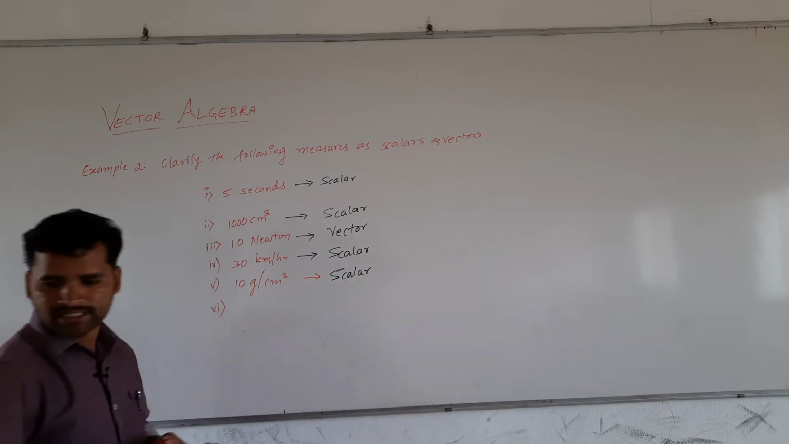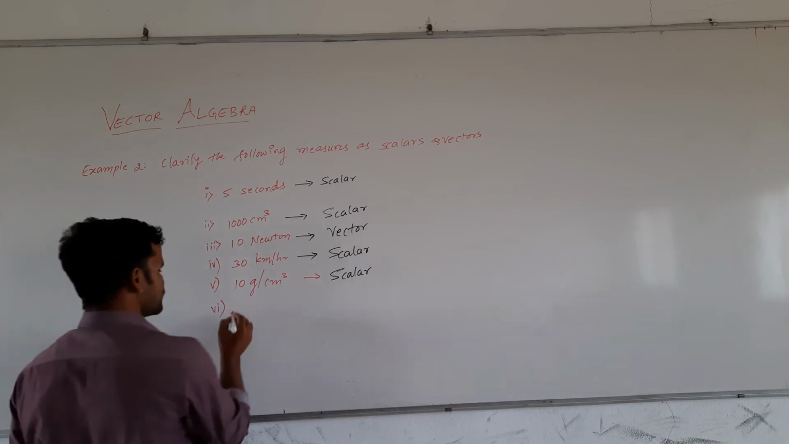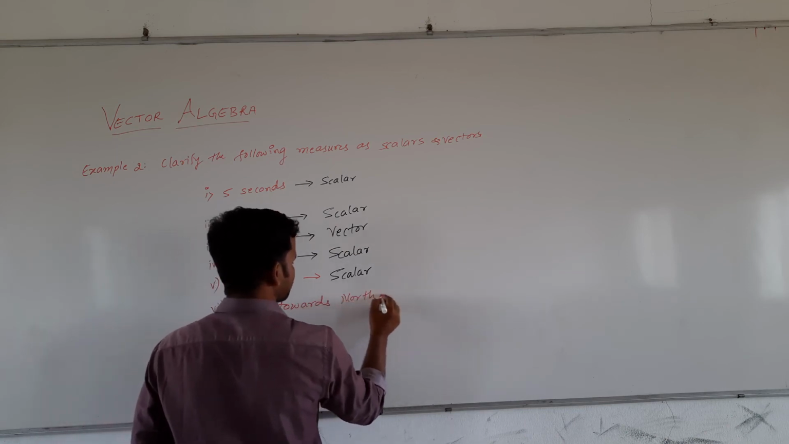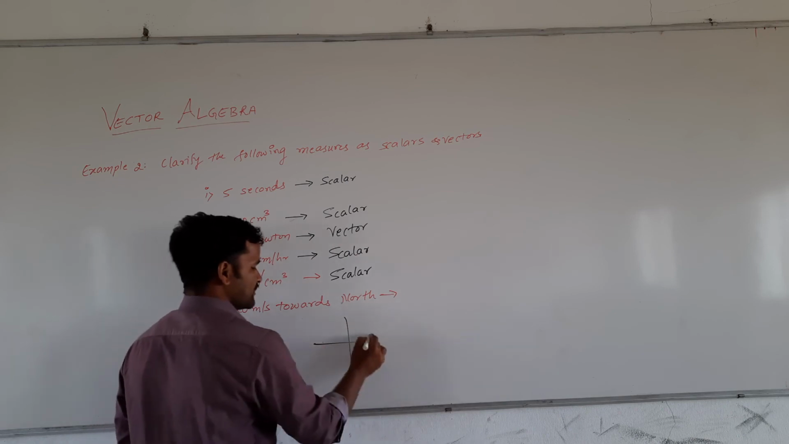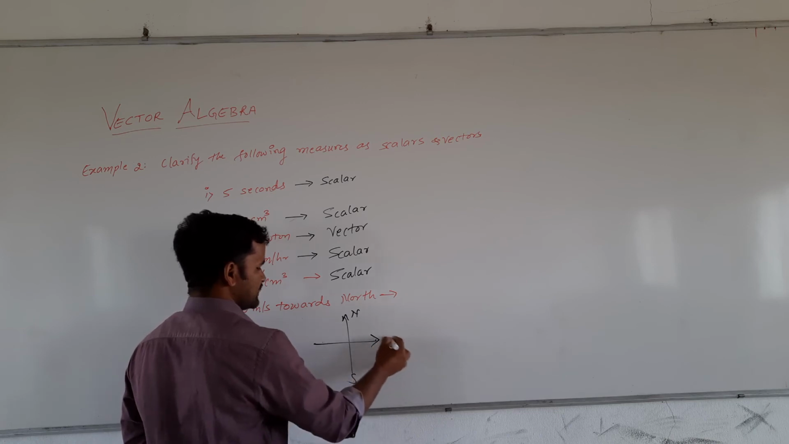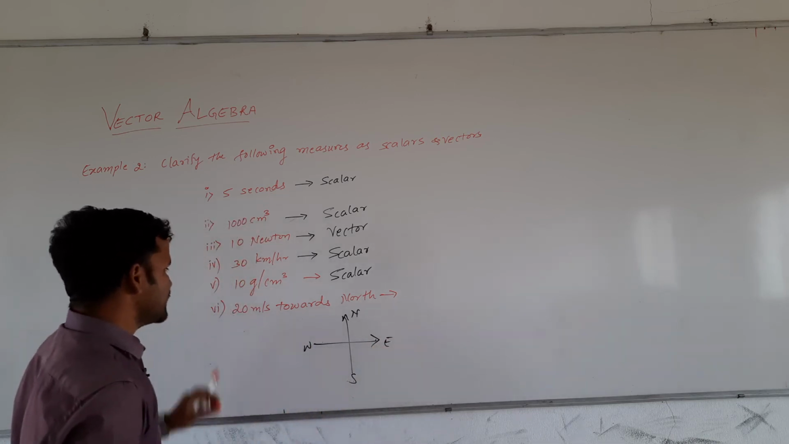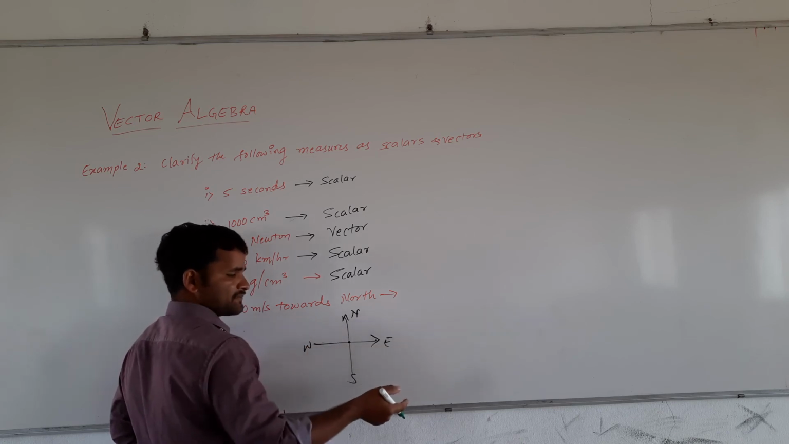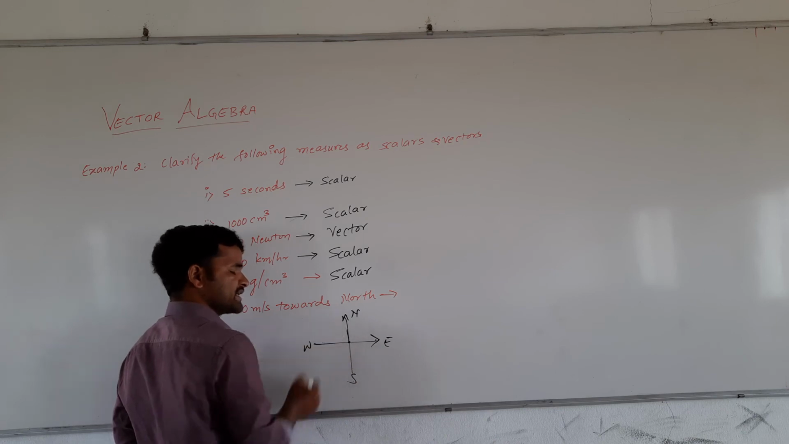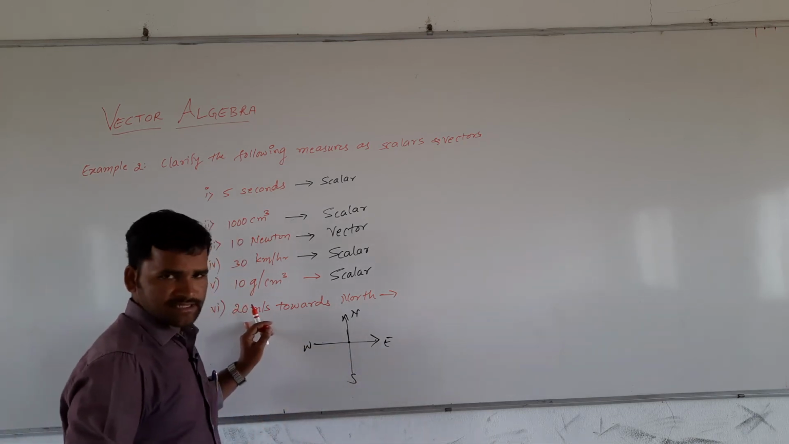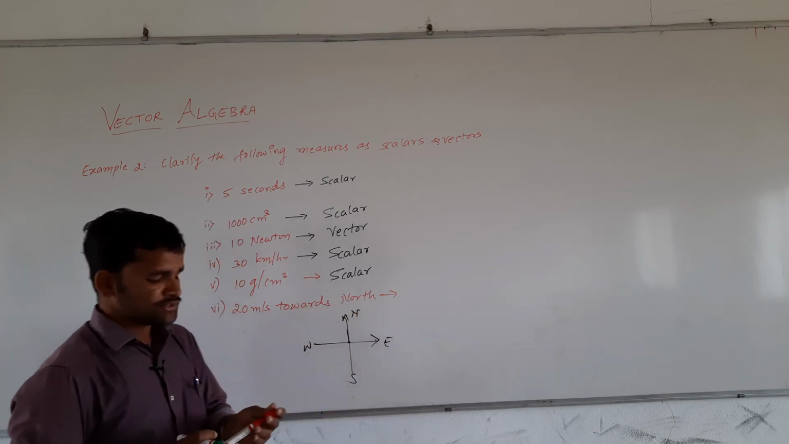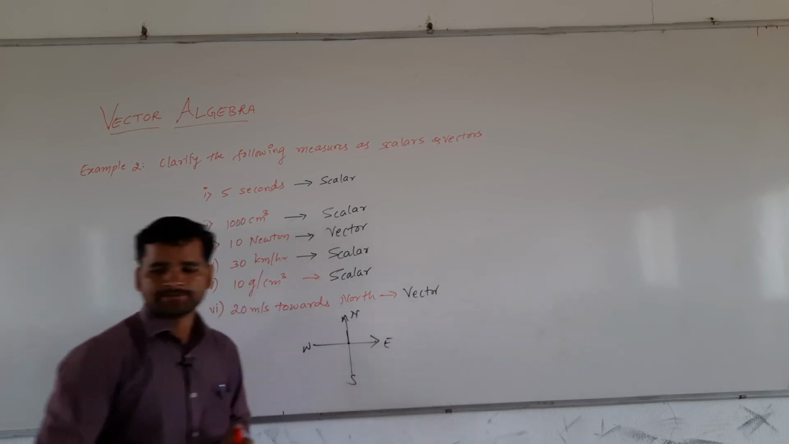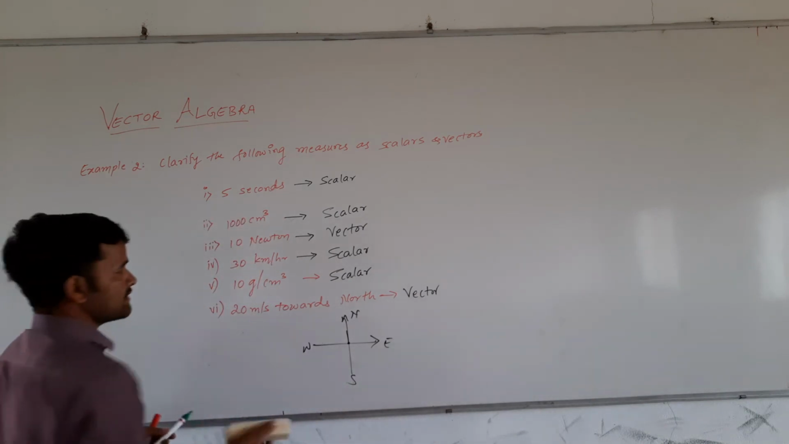Now coming to the sixth one. Sixth one is 20 meter per second towards north. What does it say? If you draw a map like this, it is north, south, east and west. In this they are saying 20 meters per second, an object moving 20 meters per second towards north. There is a direction for that. This is magnitude, and towards north is direction. So it is the velocity of a particle, which is a vector quantity. This is about example 2.